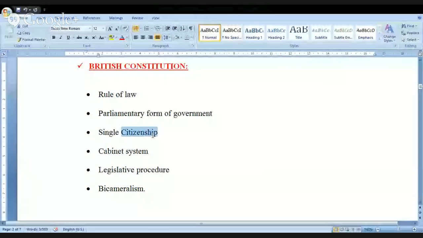Am I clear? Now, we have seen 2 points today. One is the rule of law. Second one is the parliamentary form of government. Let's try to see the next one. Next point, we'll see single citizenship. Yes, what is the meaning of this?